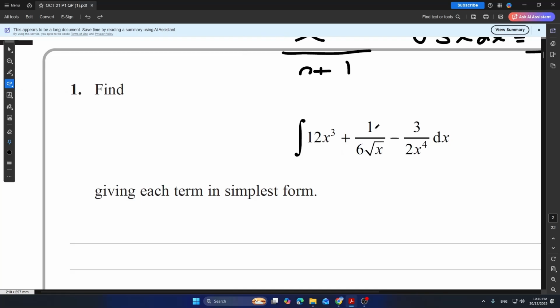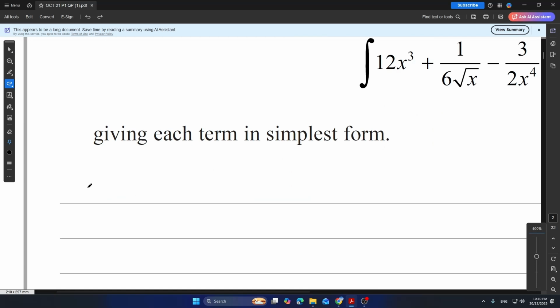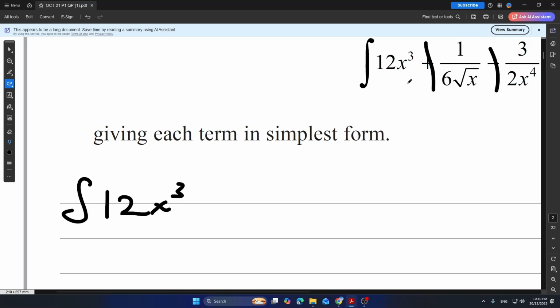Because we need to write first the simplest form, then we integrate. So let's write the equation in simplest form. So we split this into 3 parts and simplify each. 12x cubed is already simplified as it is, so you write 12x cubed plus 1 over 6 root x.